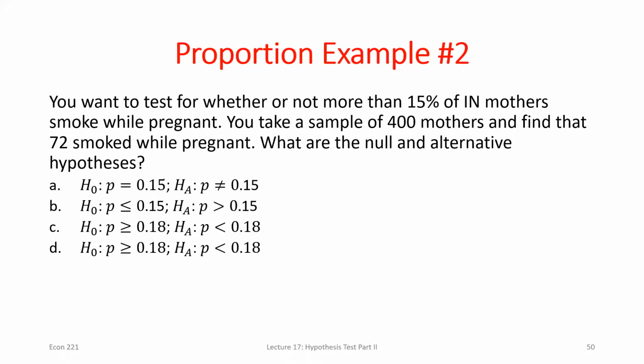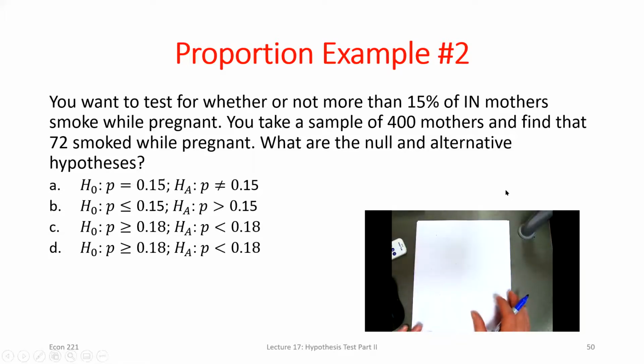So we've got this set up, right? We're looking at Indiana birth data again, and I've got 72 of 400 mothers who smoke while pregnant. So we want to test for whether or not more than 15% of Indiana mothers smoke while pregnant. So what would my null and alternative hypotheses be here? All right.